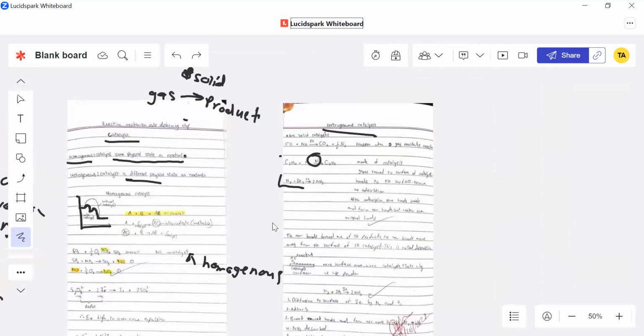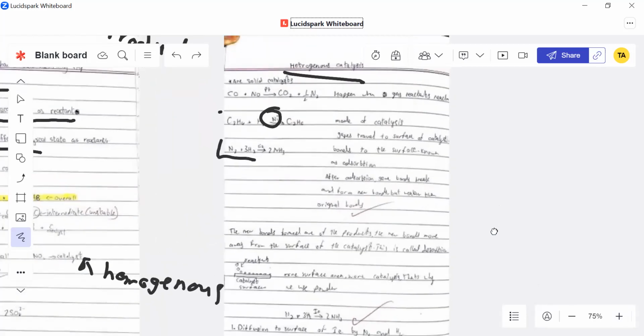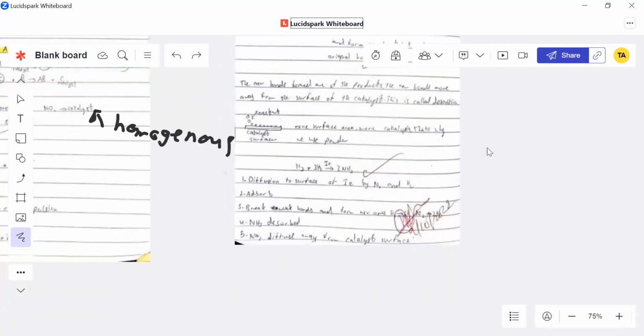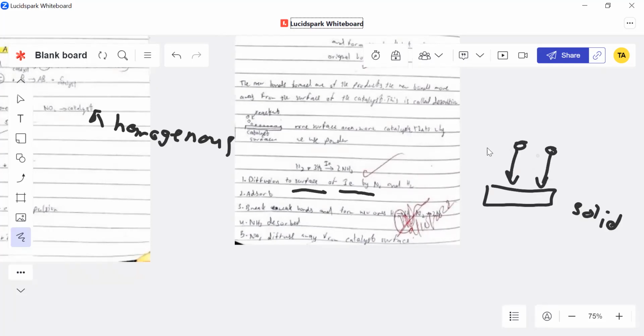Now, you don't need to know the mode of action of a homogeneous catalyst, but for the exam, you do need to know the mode of action for a heterogeneous catalyst. So how does a heterogeneous catalyst work? Well, there are three different steps. The first step is that, let's say this is the catalyst, which is a solid, and gas molecules will diffuse to the surface of the catalyst. So gas molecules will arrive at the surface of the catalyst, and then something called adsorption happens.